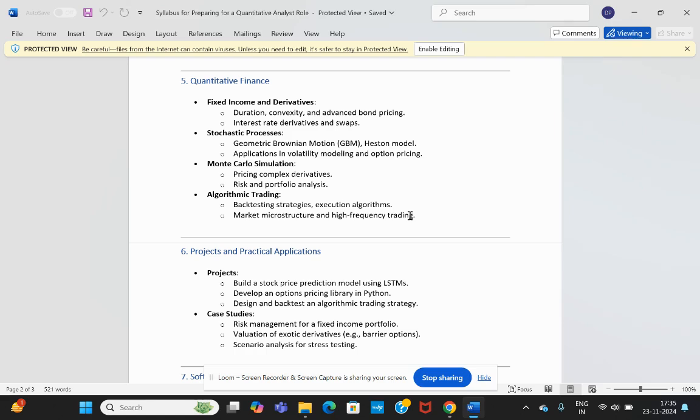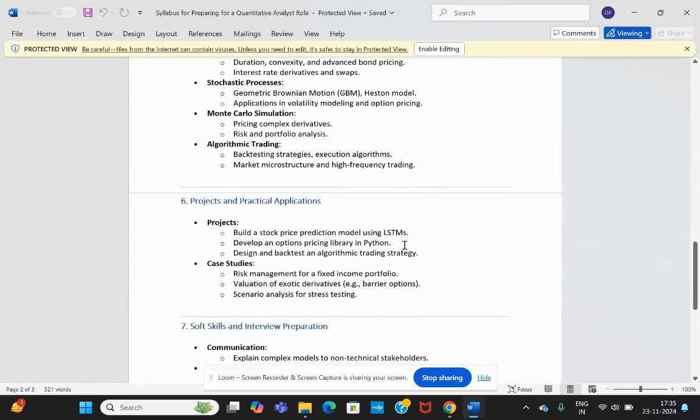And then we will move to algorithmic trading, such as backtesting strategy, execution algorithms, market microstructure, and high frequency trading. These things we will learn in the algorithmic trading part.